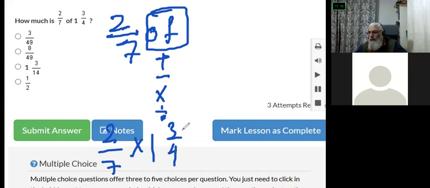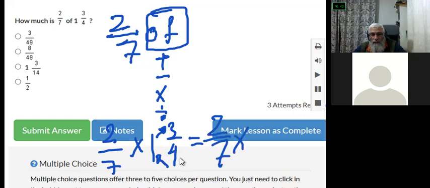Can we multiply now, or what do we need to do? Keep, change, flip is for division. This is multiplication. We cannot multiply now. We have to make the mixed fraction an improper fraction first. So 4 times 1 plus 3 is 7, so it's 7 over 4. Now, before multiplication, we can simplify.